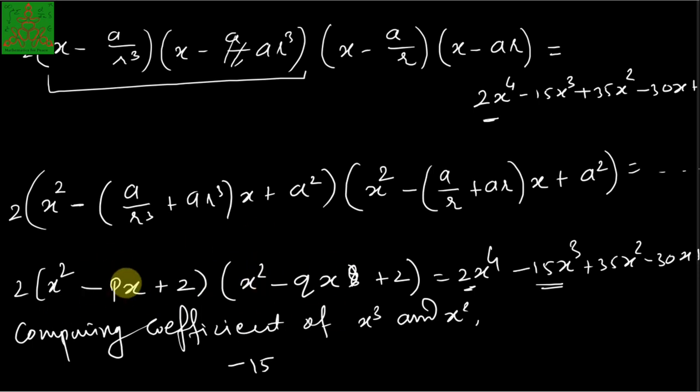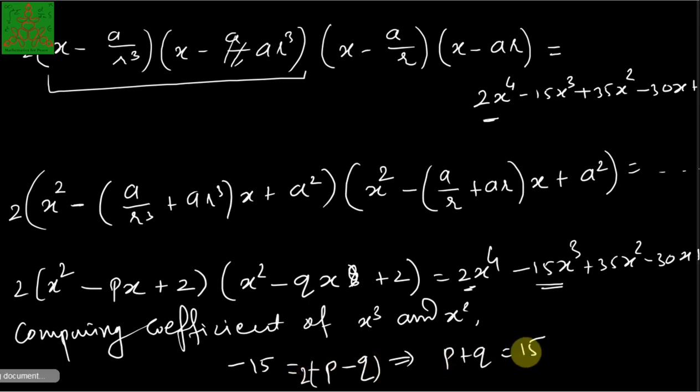What will be the coefficient of x cube on this side? When you multiply this px term to x square, then it will have a coefficient of x cube. So it is minus p. And when this minus qx is multiplied to this x square, then it is minus q. So this will give you p plus q is 15 into 2. Yeah, obviously into 2 is there, I forgot. So it is 15 by 2.